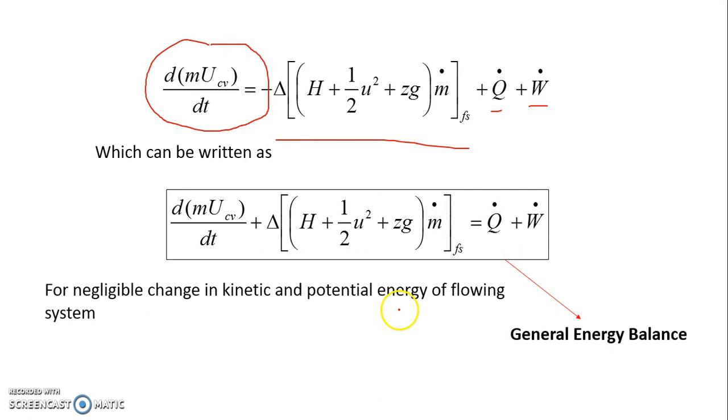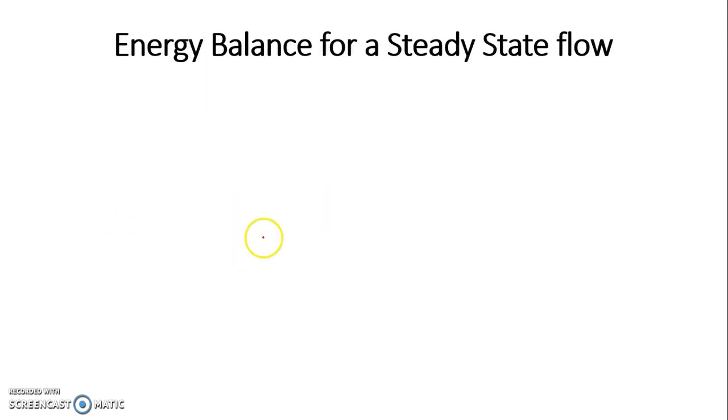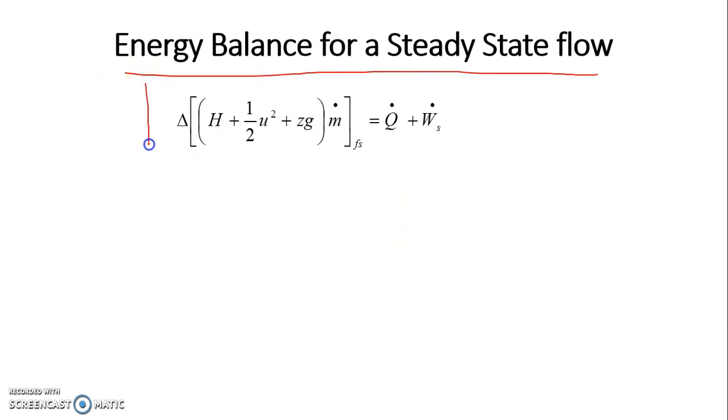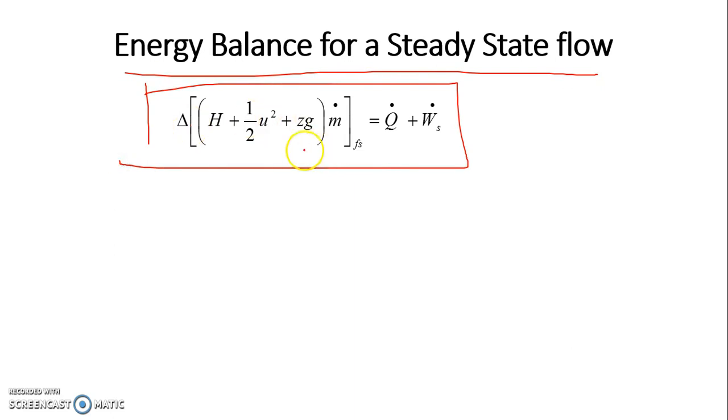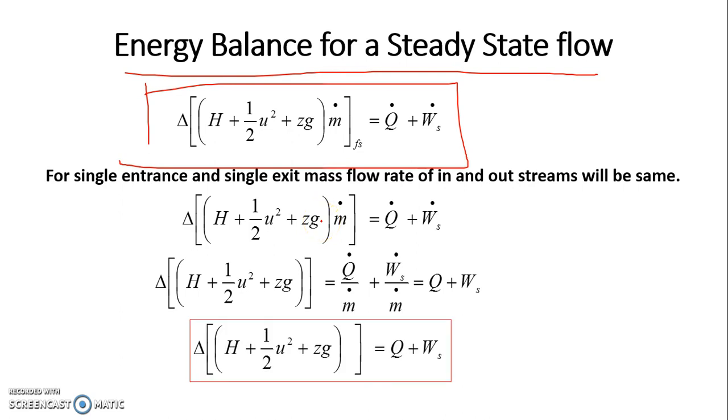Now if I further simplify this, and consider that there are no changes in kinetic and potential energy for the flowing system, I can eliminate this and write this equation as this. Still I am not considering this to be a steady flow process. If this were a steady flow process, this term also would be 0. So for the energy balance for a steady state flow process, this term would be 0 and my equation would reduce to this. So this is a generalized equation for a steady flow process. And here if I neglect kinetic and potential energy, the equation would become this.